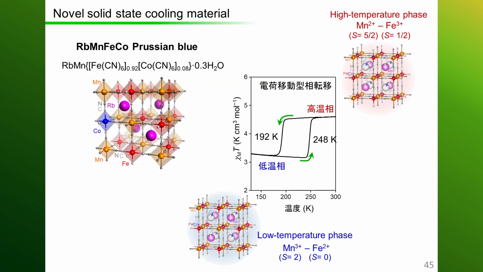In response to this situation, we've created a new Prussian blue analog based on rubidium, manganese, iron, and cobalt. All of these complexes I have mentioned are members of the Prussian blue family. We've been studying this material. As for solid refrigerants, we've been looking into possible solid refrigerants that are controlled by pressure.